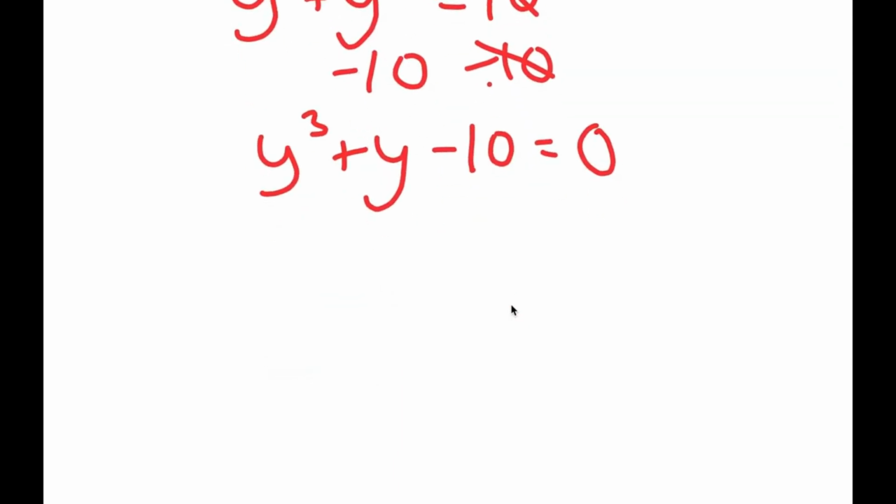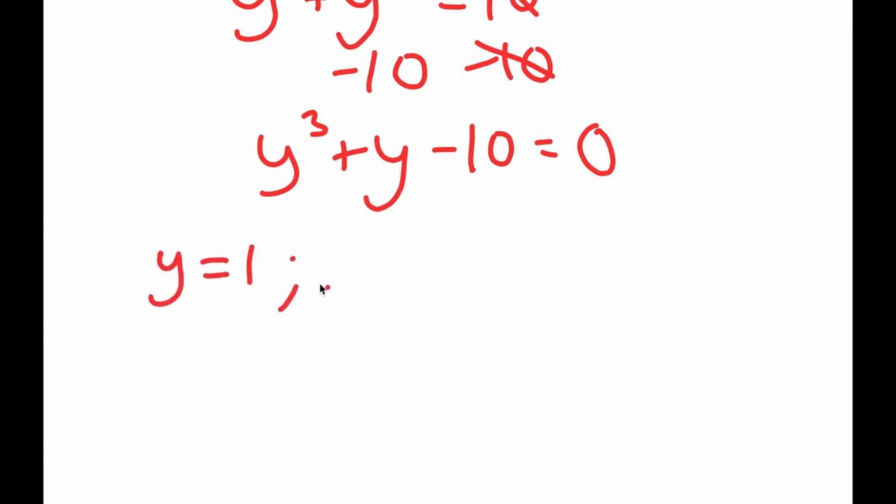Now, to actually solve this equation, we need to first start by finding one solution and then use that one solution to find the rest of the remaining solutions. And to find that first solution, what we actually have to do is just test in values, plug in values, and see if they're right. So I'm going to first start with y equals 1.